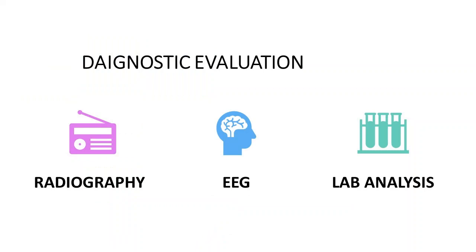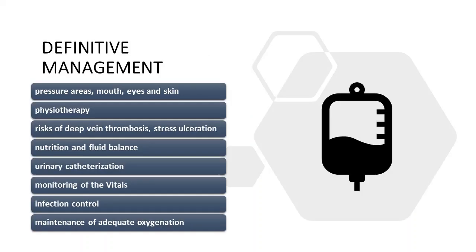Radiography includes skull radiographs, computerized tomographic scan, carotid angiography, and EEG, which is electroencephalogram. Lab analysis includes examination of CSF, serum glucose, calcium, sodium and potassium, blood gases and pH, liver and renal functions, along with drug levels. Definitive management.